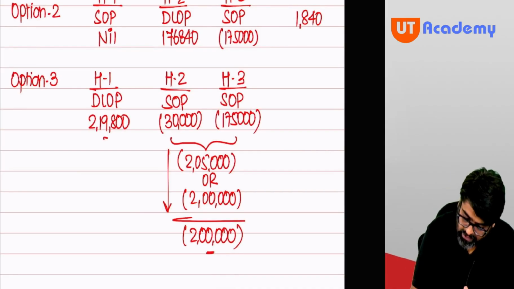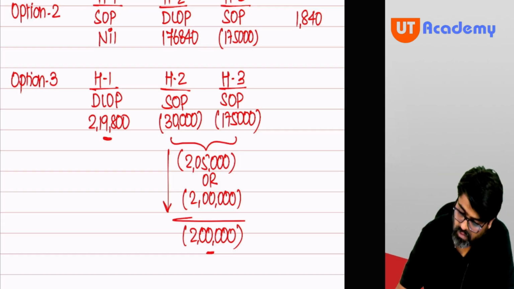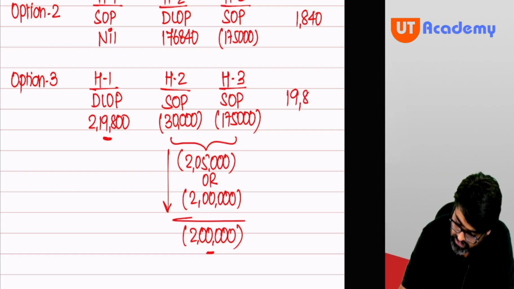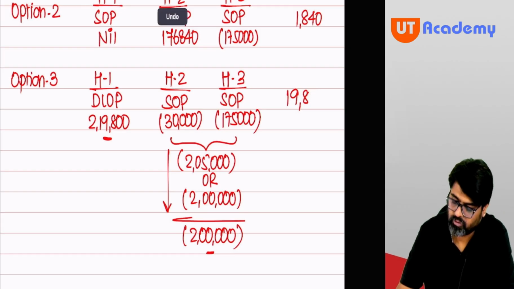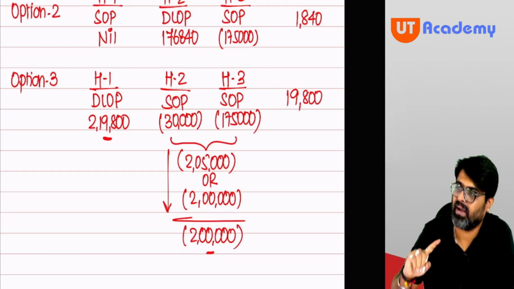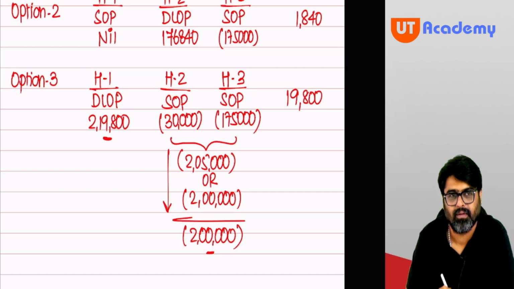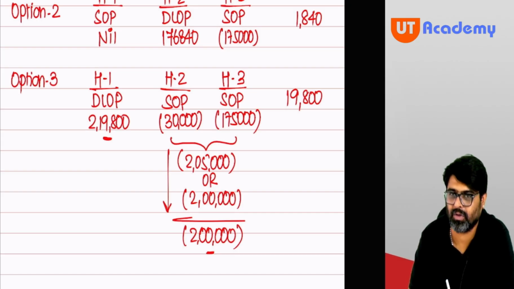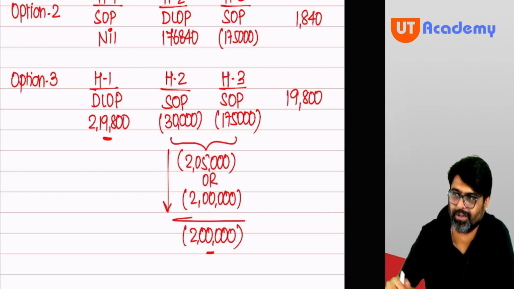So this 2 lakh and 2,19,000. What will be the final income? 19,800. See, option 3 is better than option 1. But still it is not better than option 2. What will be the final conclusion?